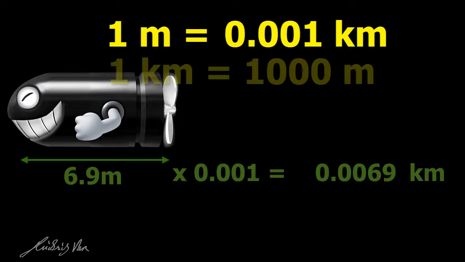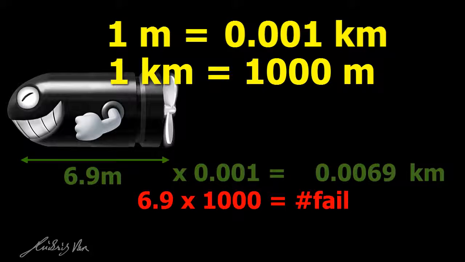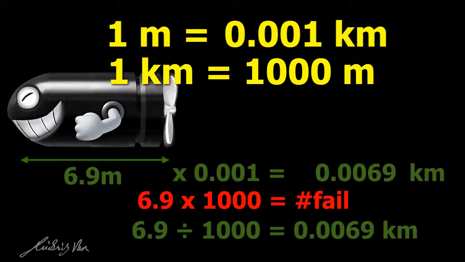But what if the question gives us 1 kilometer is equals to 1000 meter? Then the times method will fail, because if we take 6.9 times by 1000, we will not get our answer. So this time round, we will have to divide 6.9 by 1000 in order for us to get our 0.0069 kilometer.